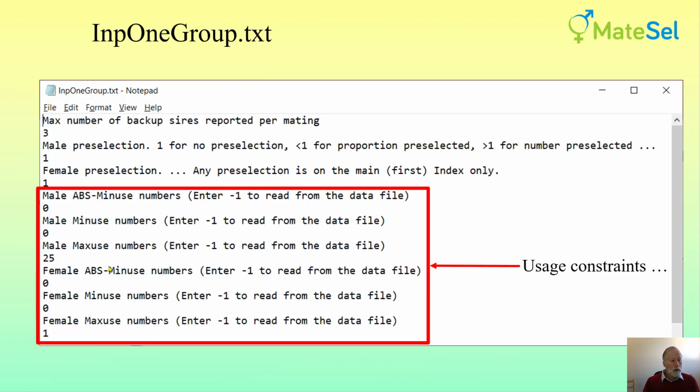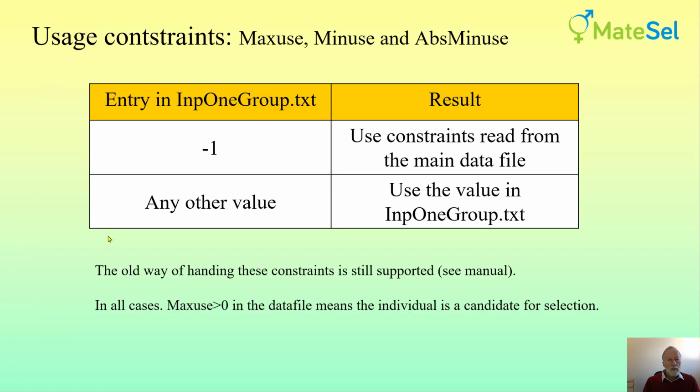So now we'll go on to look at the usage constraints. That's absolute minimum use, maximum use for males, and then again for females. So this is the pattern. The usage constraints, Maxuse is the maximum number of matings that an individual is allowed to have. Minuse is the minimum use that you must have for an individual, or 0 is possible.